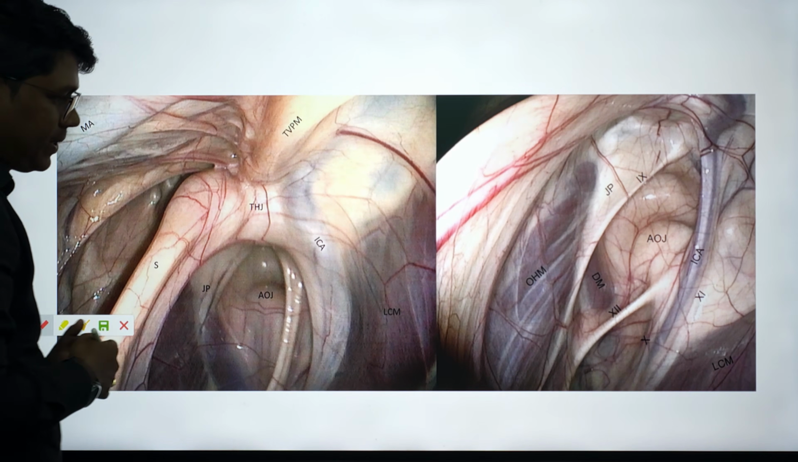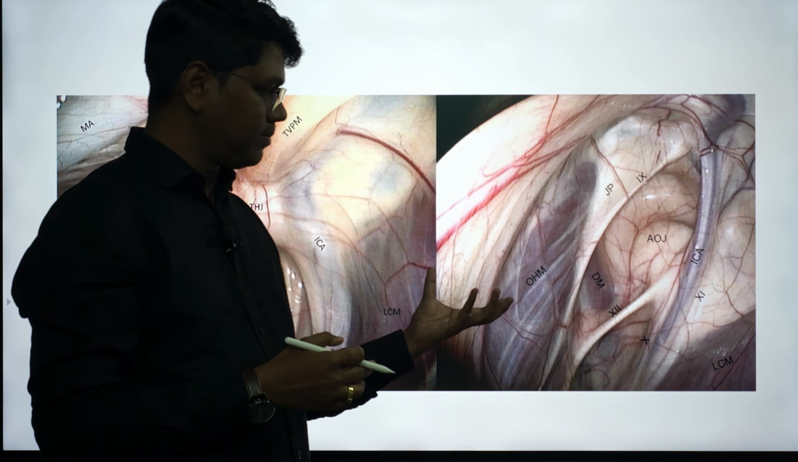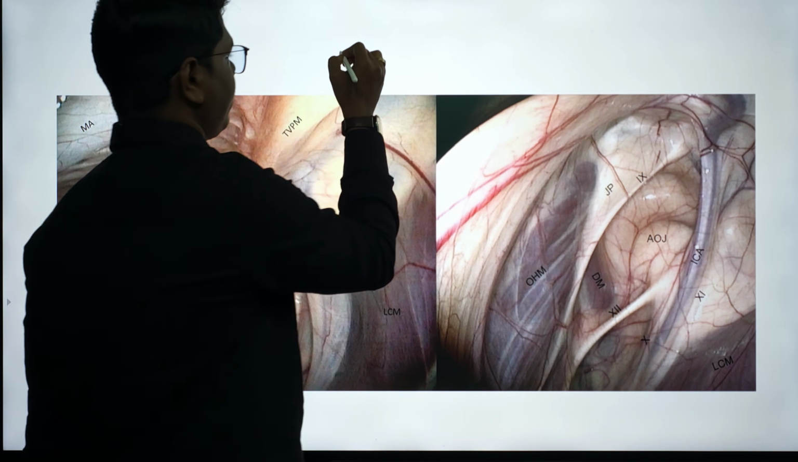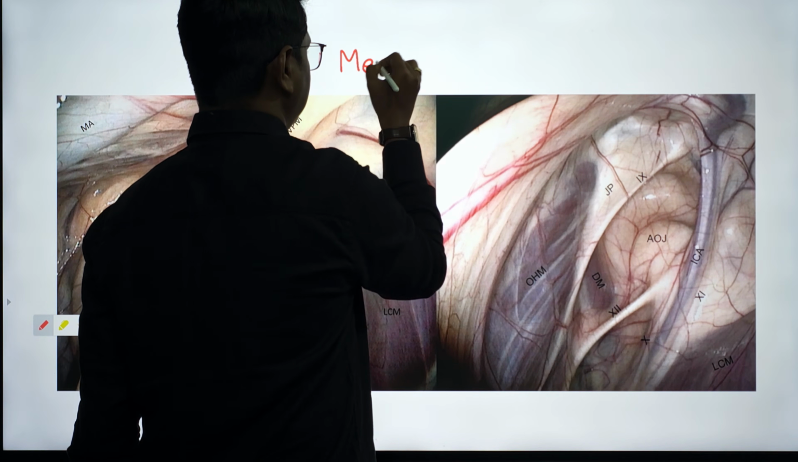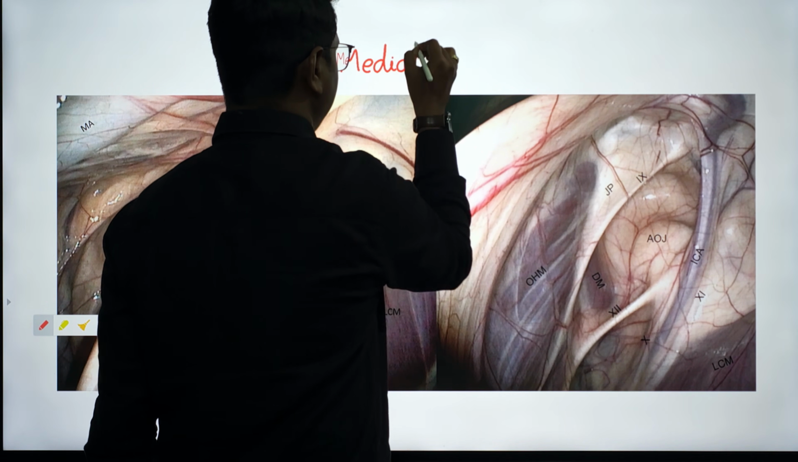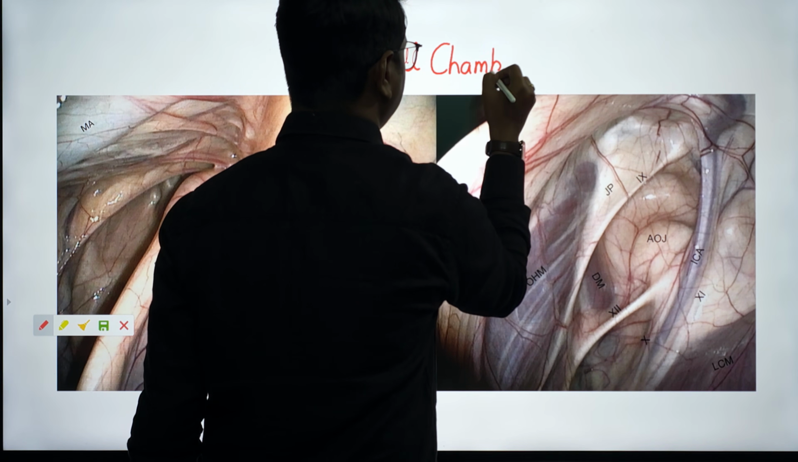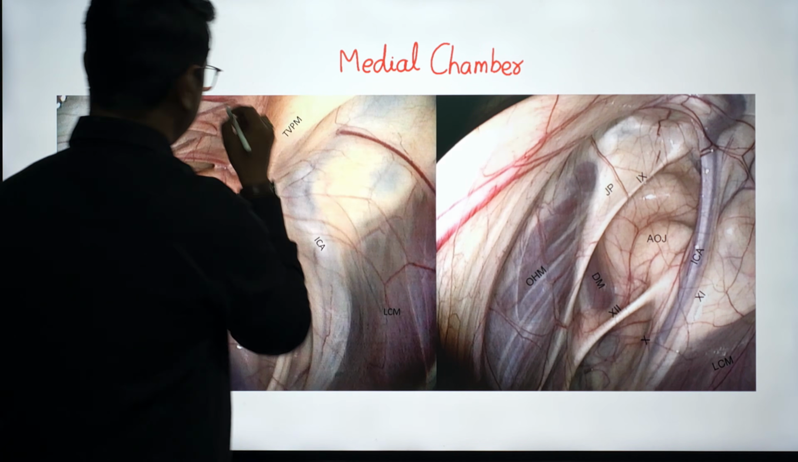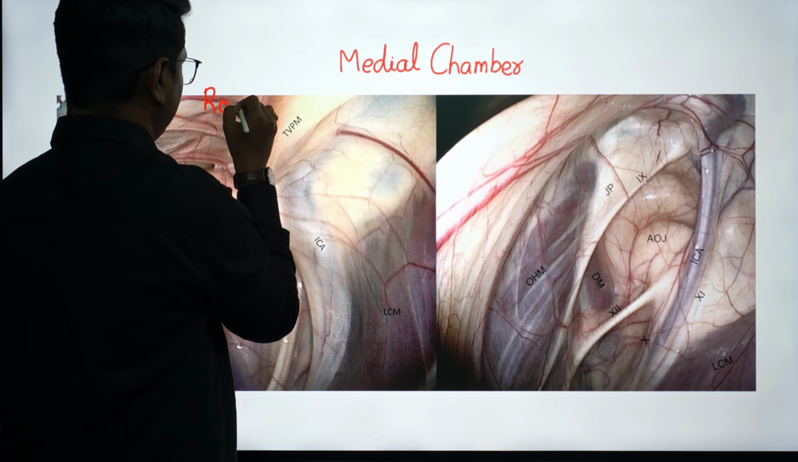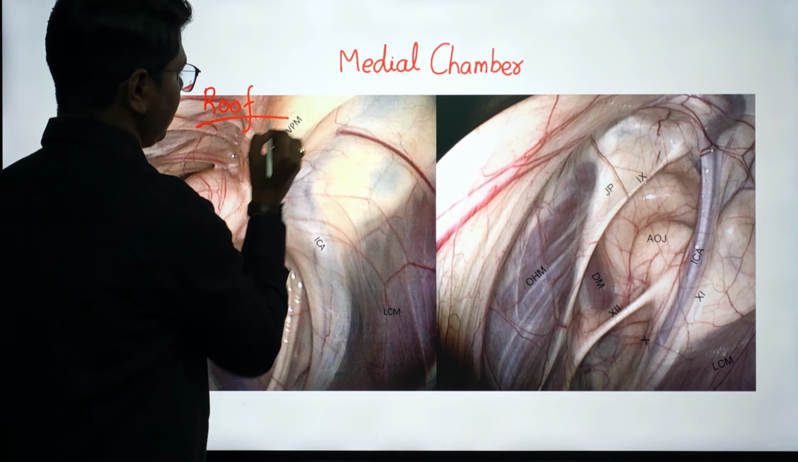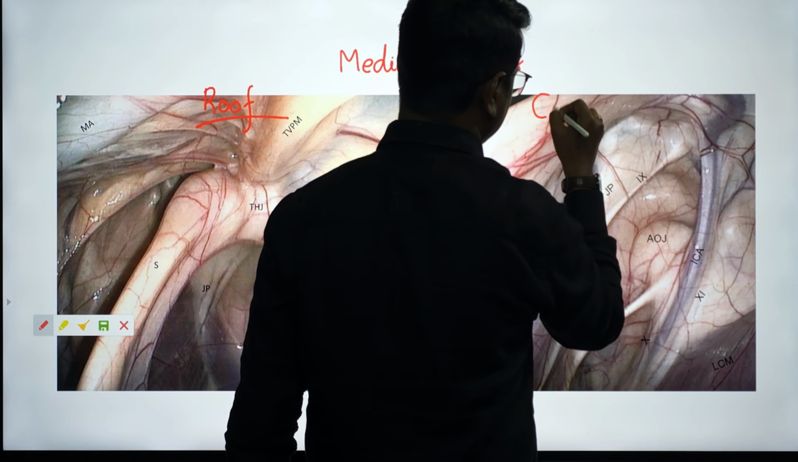These are endoscopic images of the guttural pouch. This is the image of the medial chamber. The left one is when you are viewing the roof, and the right one is the chamber proper.